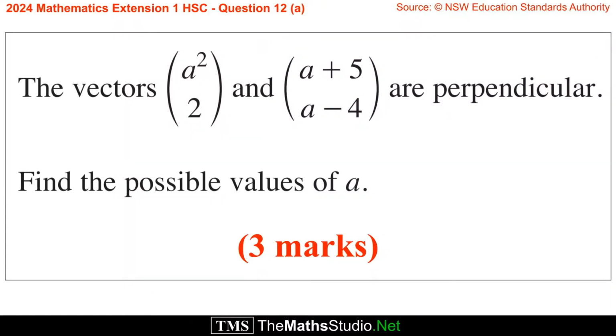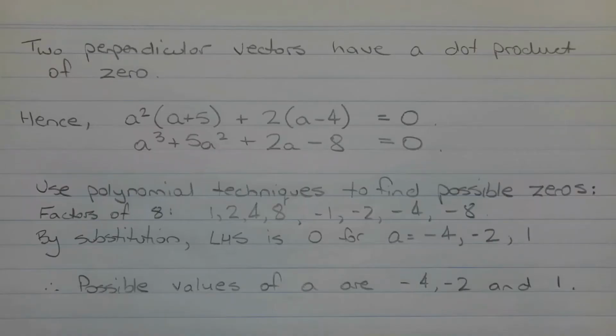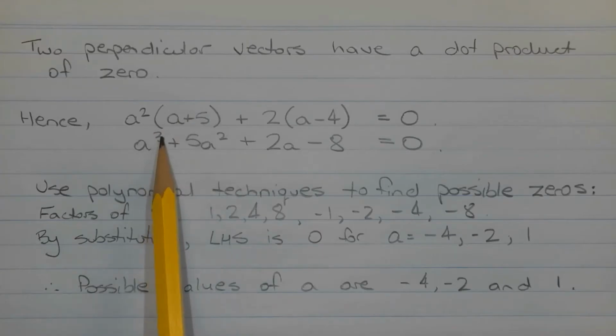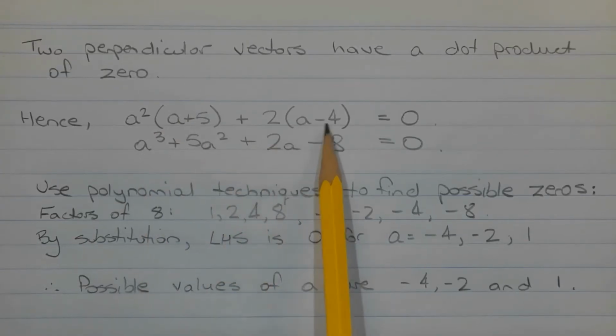Question 12, Part A. The vectors a squared, 2 and a plus 5, a minus 4 are perpendicular. Find the possible values of a. Two vectors that are perpendicular, or 90 degrees to one another, have a dot product of 0. Hence a squared times a plus 5 in brackets plus 2 times a minus 4 in brackets equals 0.